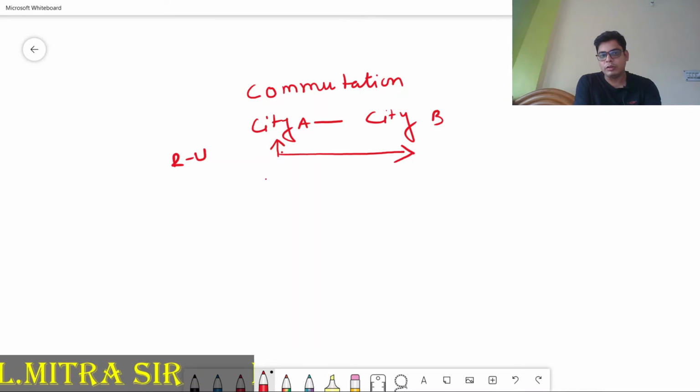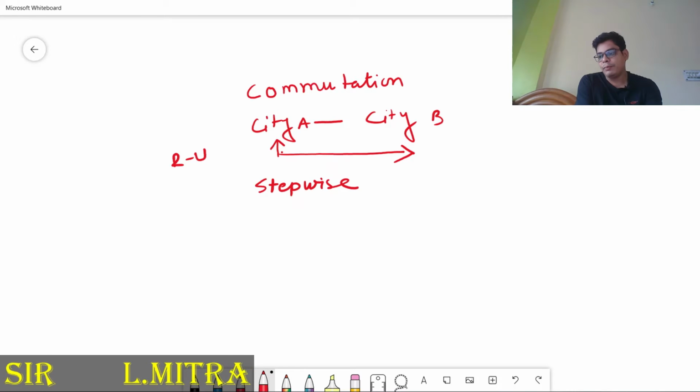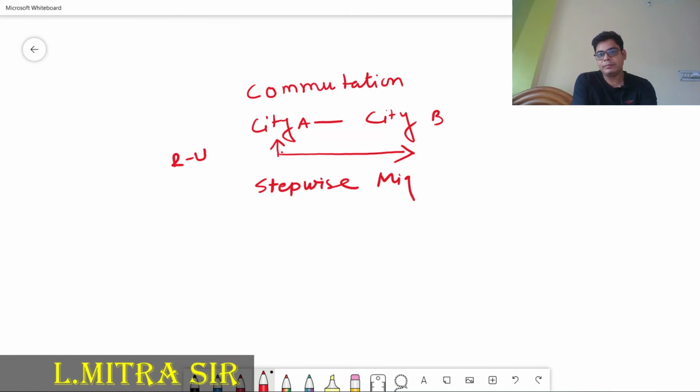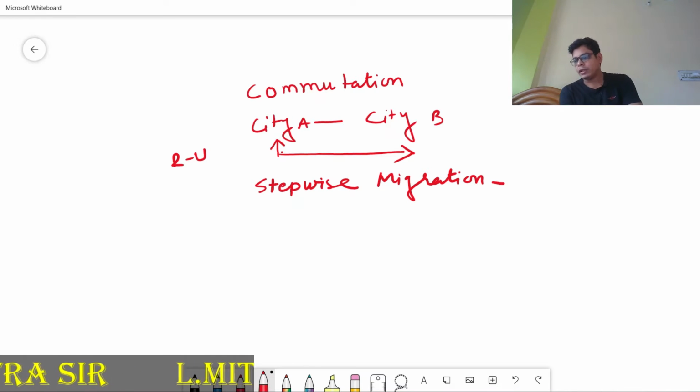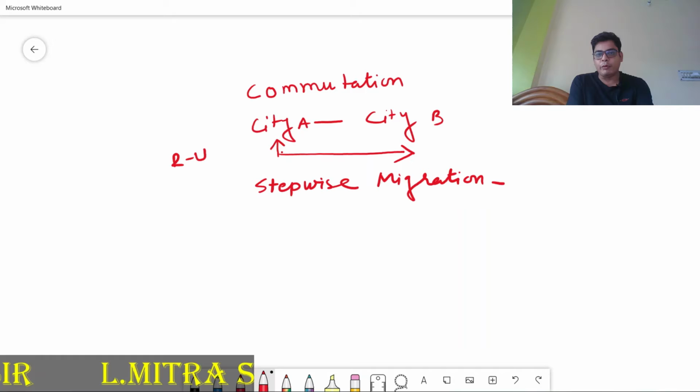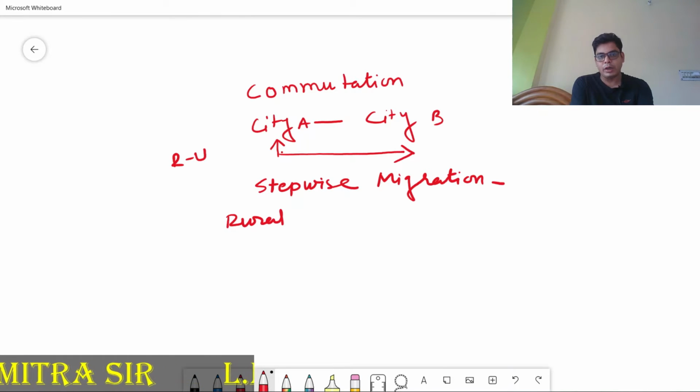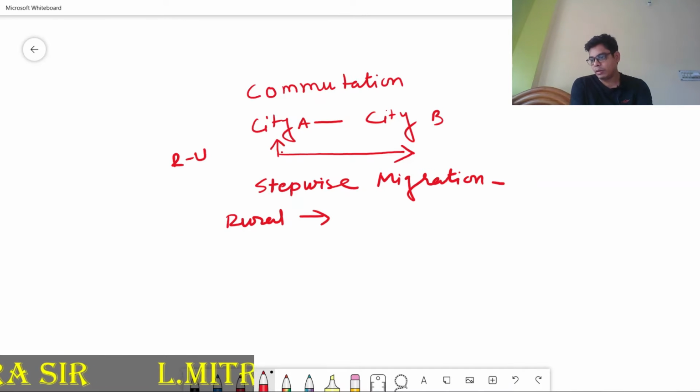Another terminology you have to know is stepwise migration. What is stepwise migration? Sometimes people move from a village to a small town, and after that they come to a big city. This is called stepwise migration. First, rural area people move to a town, the village area.